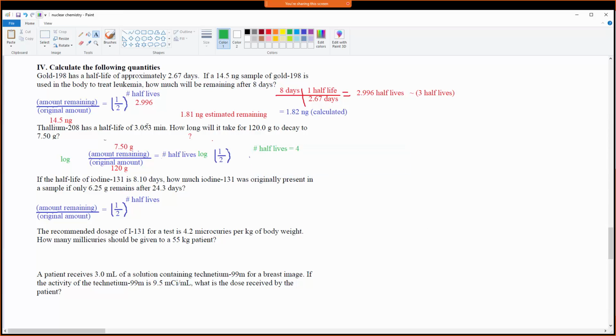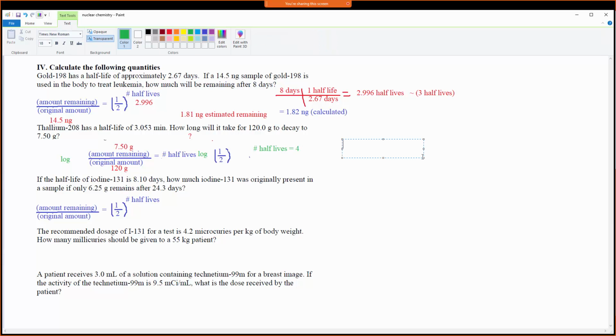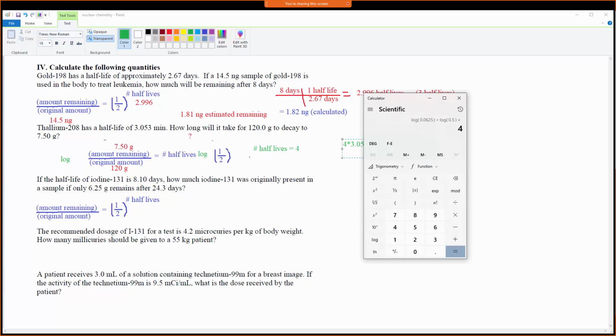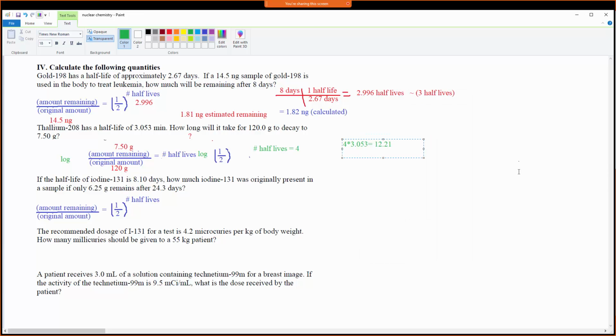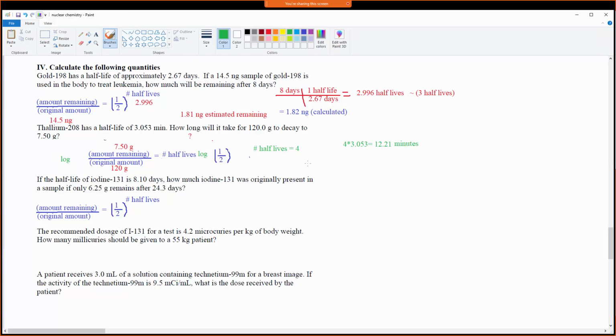All right, and then we can say, if each half-life is 3.053 minutes, then we can say 4 times 3.053 minutes, and we get something like 12.21 minutes. Is that 4 times 3.053? Yeah, 12.21 minutes. That's how long it's going to take, right?